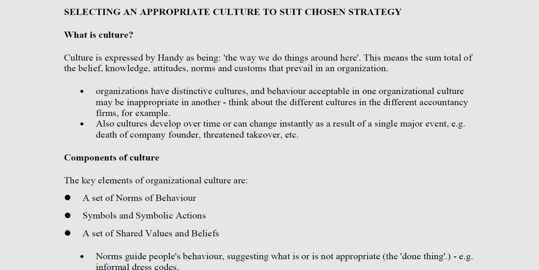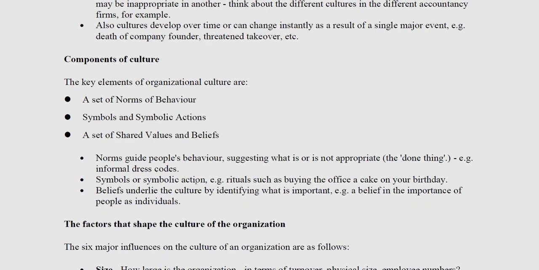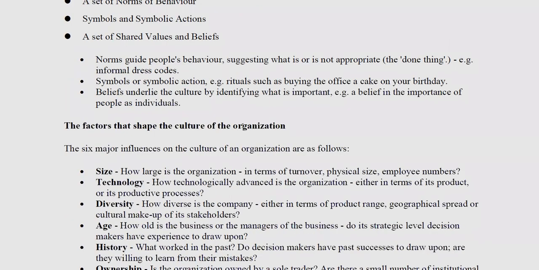So also cultures may develop over time and can change instantly as a result of a single major event, like the death of a company founder or a threatened takeover may change the way you do your thing. So what are the elements of culture that we can see? So we have a set of norms of behavior that we use, symbols and symbolic actions, a set of shared values and beliefs that we can have in an organization.